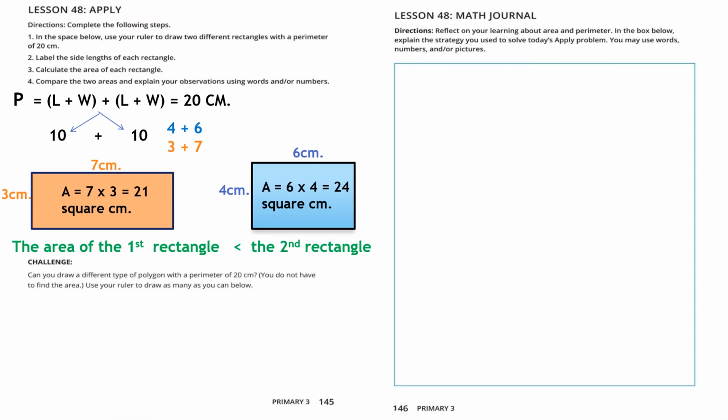Here in the challenge part, he wants me to draw a different polygon with a perimeter of 20 centimeters. The same as we did here. He gave me the perimeter, which is 20, and he wants a different polygon. If we choose to draw a square, we know that the square has 4 equal sides. If the total addition for all sides is 20, so the sides will be what?